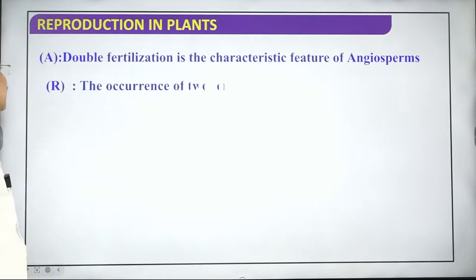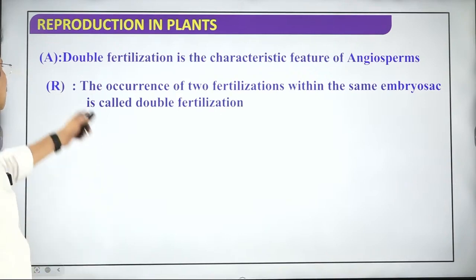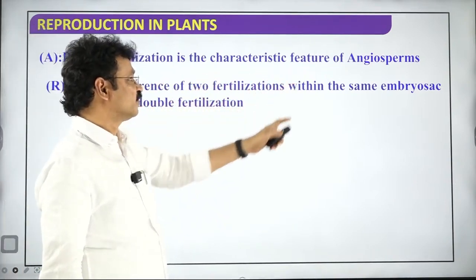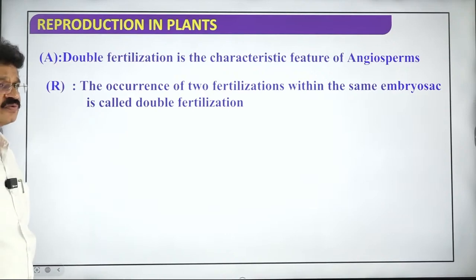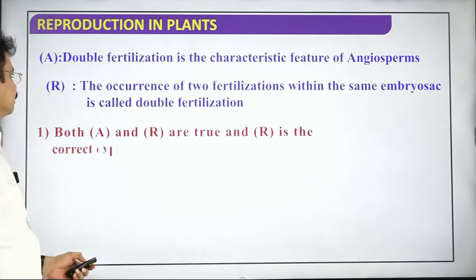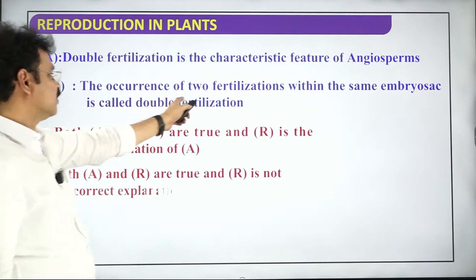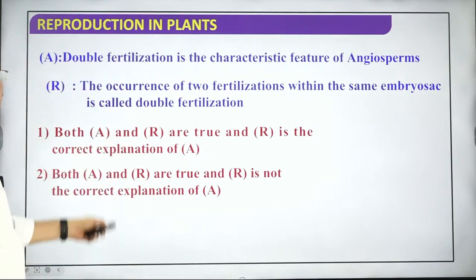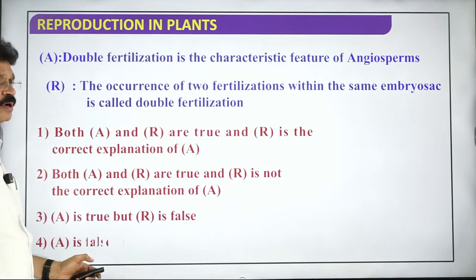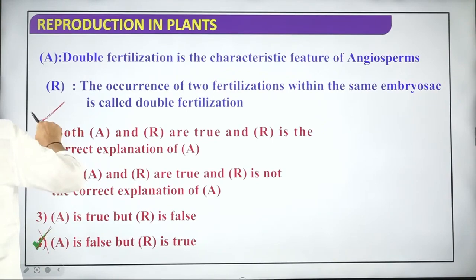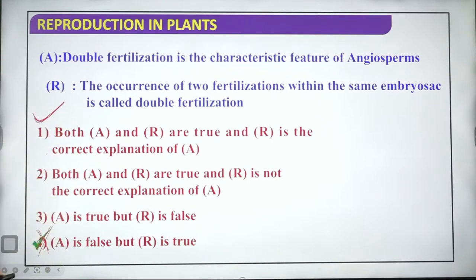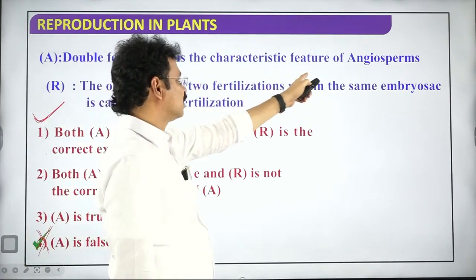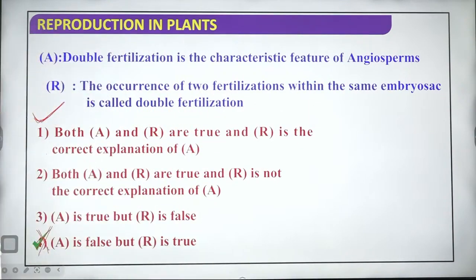Yes, fourth option. Next, assertion reason question. Double fertilization is the characteristic feature of angiosperms or flowering plants. Is it true or false? The statement is true. Second, the reason: the occurrence of two fertilizations, or two types of gametic fusions, within the same embryo sac is called double fertilization. Then what is the proper answer? First option is the right answer. Assertion and reason are both correct, and the reason is the correct explanation for the assertion. It is the unique feature of all angiosperms.